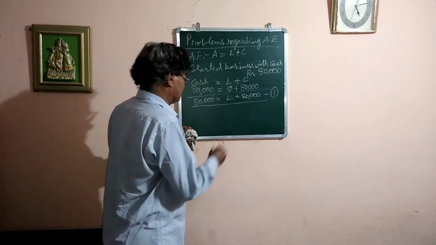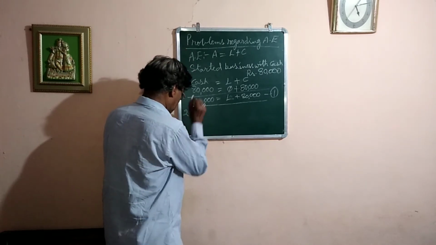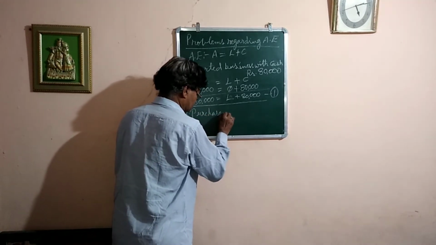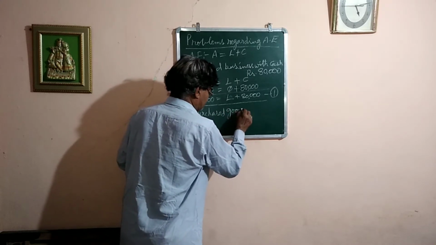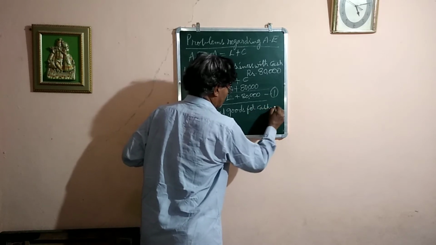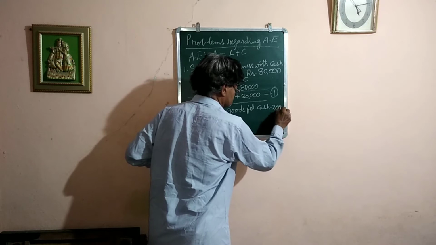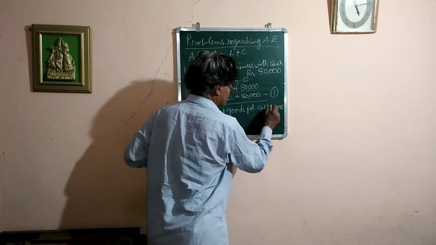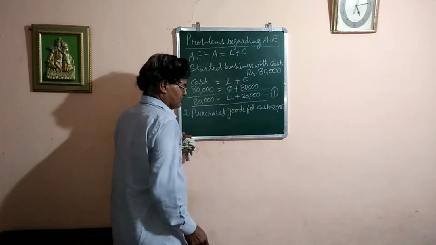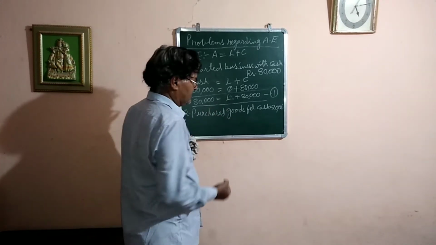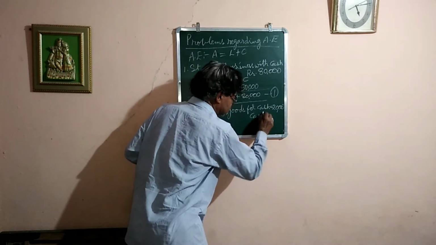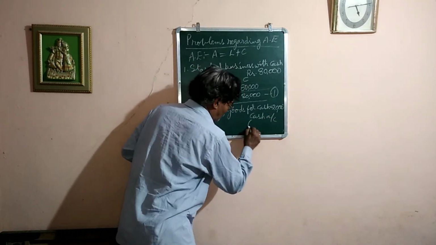Now we are going for the second transaction. Second transaction is purchased goods for cash, 20,000 rupees. Now, when we analyze this transaction, again we will come across two accounts. First one is cash account and second one is goods account.